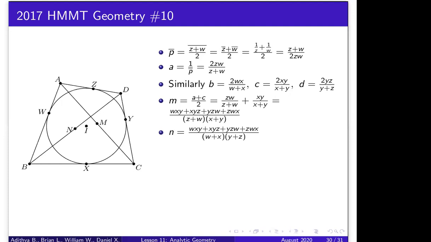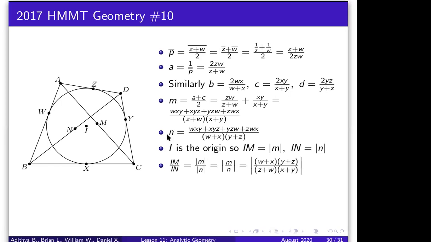So now what's the quantity we want to find? We want to find IM over IN. Now IM is the absolute value of M, since I is the origin, and IN is the absolute value of N. So now we just want the absolute value of M over the absolute value of N. And by absolute value properties, it's just the absolute value of M over N.